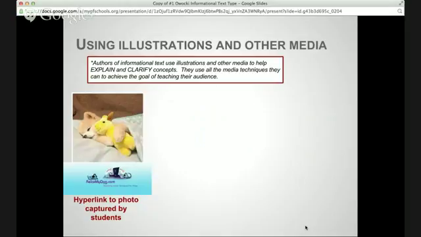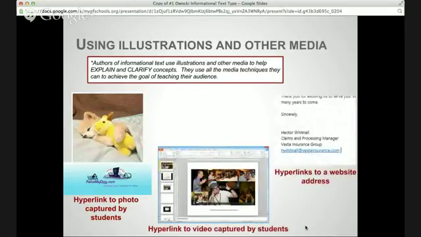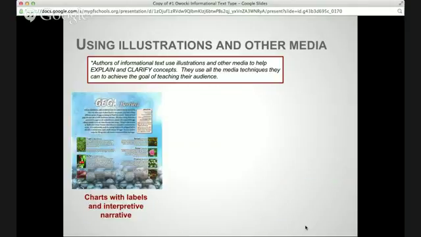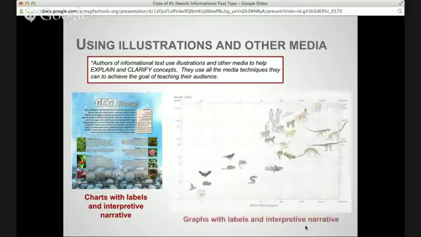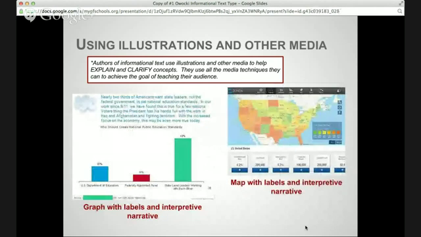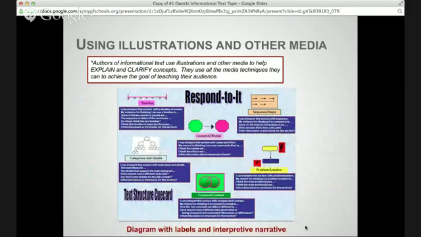Common Core has students capturing, doing photo captures and hyperlinking that, or video captures. Even already at third, fourth grade, they're hyperlinking to website addresses. Kids are using charts with labels and interpretive narrative, to try and explain what that graphic means. Graphs, maps, diagrams. So our students are taking a leap in the writing of informative text, that these are things now that we expect them to create as they share information and teach through their writing.